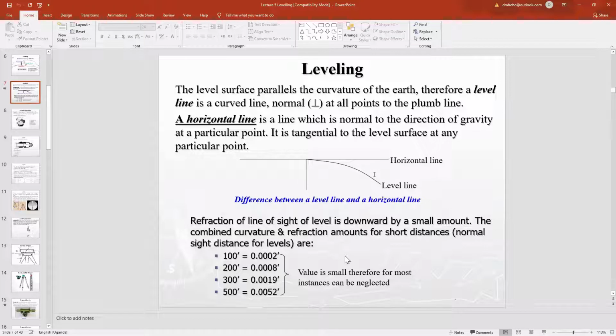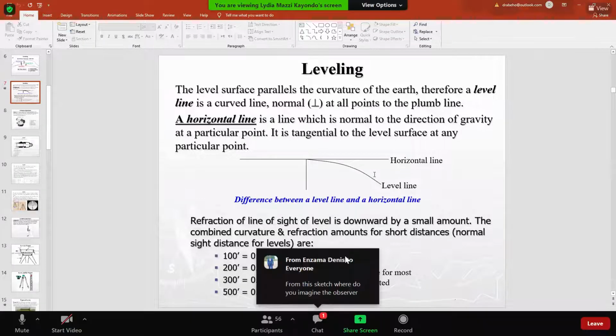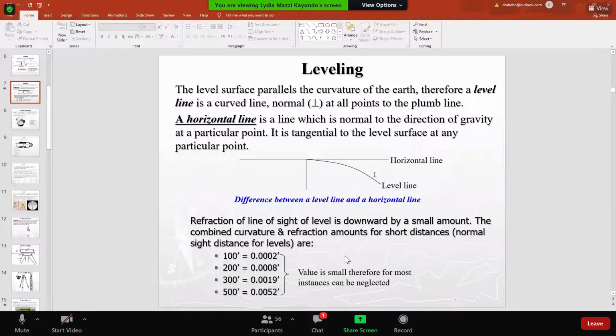So horizontal and level has nothing to do with the ellipsoid. Ellipsoid is a geometric representation of the surface of the Earth. This level horizontal line is to do with the line of sight of the machine and the approximate figure of the Earth, which is the sphere or mean sea level or the geoid.